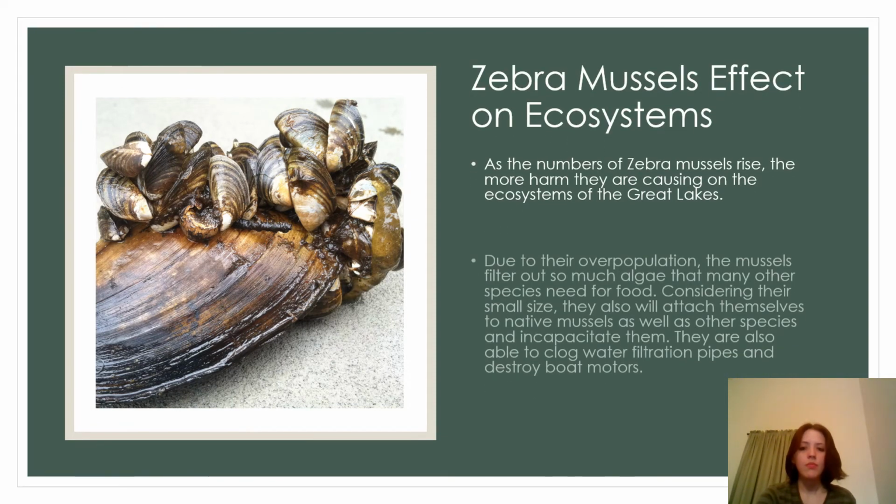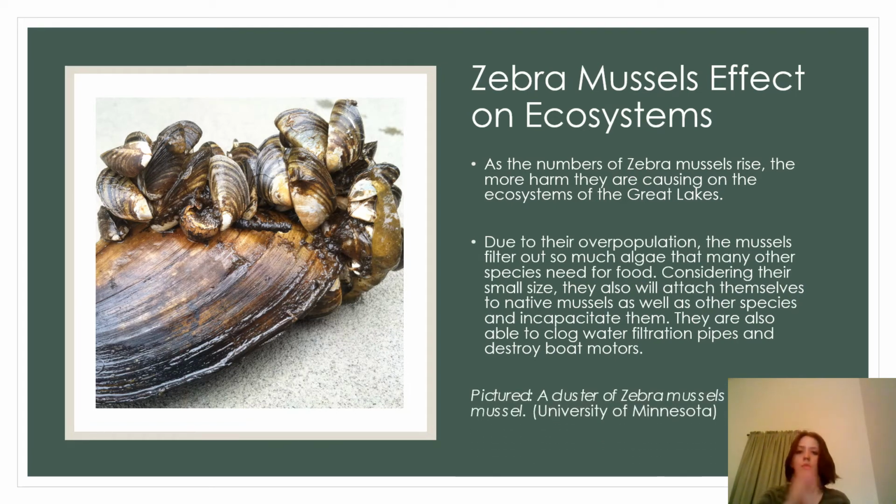Okay, so next, zebra mussels and their effect on ecosystems. As the number of zebra mussels rise, the more harm they are causing to the ecosystems of the Great Lakes. Due to their overpopulation, the mussels filter out so much algae that many other species need for food. Considering their small size, they also will attach themselves to native mussels as well as other species and incapacitate them. So they are quite like parasitic.